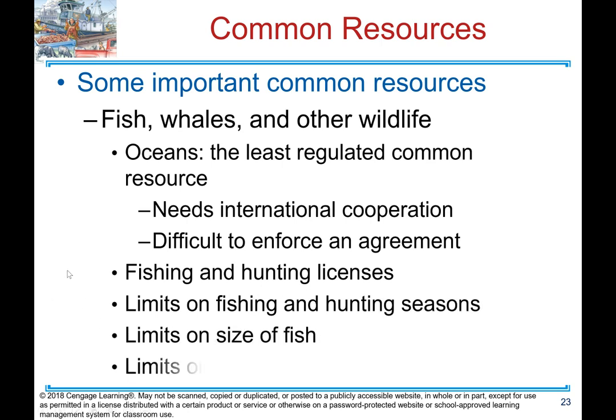Some important common resources: fish, whales, and other wildlife. Oceans are the least regulated common resource. It needs international cooperation, which is difficult to come by, and it is difficult to enforce an agreement. Some measures to improve on common resources: fishing and hunting licenses, limits on fishing and hunting seasons, limits on size of fish, limits on quantity of animals killed.